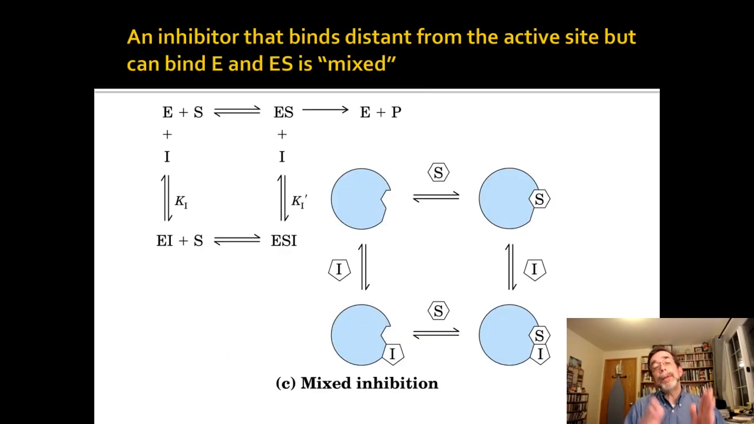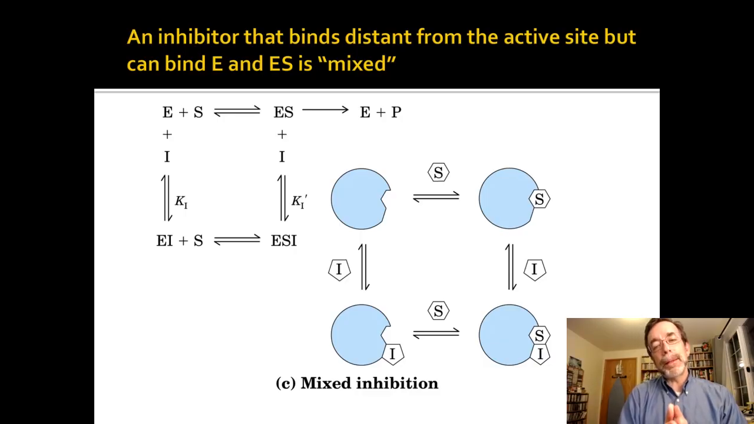So if we could have E plus I on the left and ES plus I in the middle, why can't we have both at the same time? Well, it turns out we can. All you have to have is the case where you can draw another set of arrows between the EI, like the substrate can bind both the free enzyme and the enzyme-inhibitor complex. Basically, we're just saying if we can draw another set of arrows, maybe that can happen. And it turns out it can.